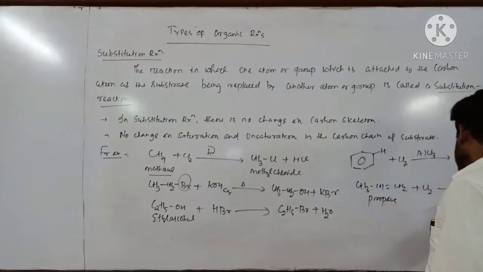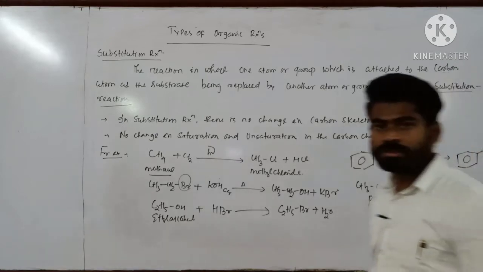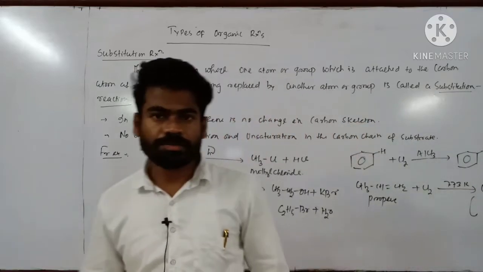Similarly, CH3CH=CH2, this one is propene. If I halogenate it at near about 773 Kelvin, one hydrogen from this carbon is replaced, giving ClCH2CH=CH2. Here you see the double bond remains as such. There is no change in the unsaturation in the carbon chain. So this one is called allyl chloride. Clear?